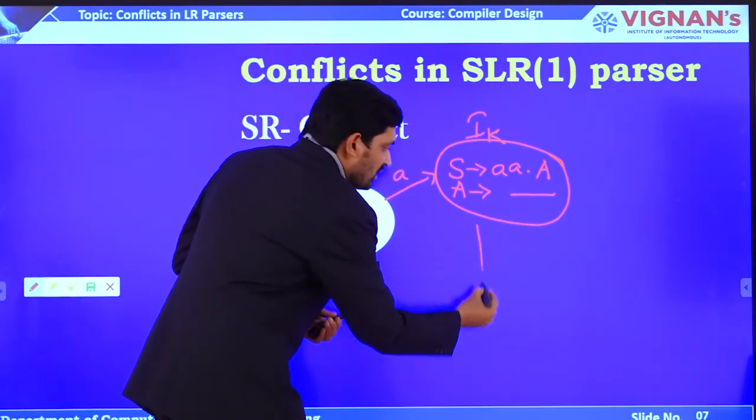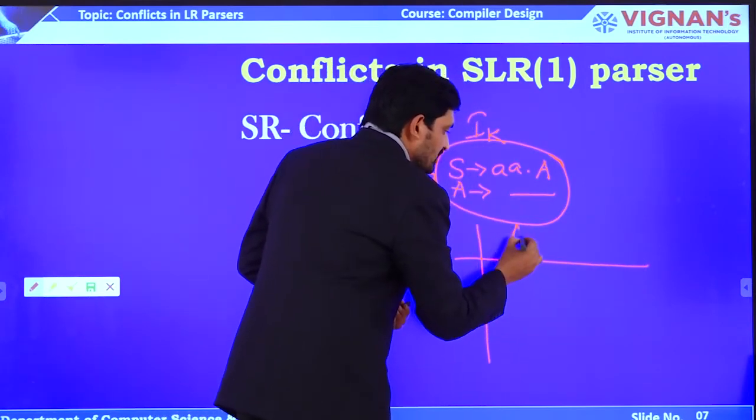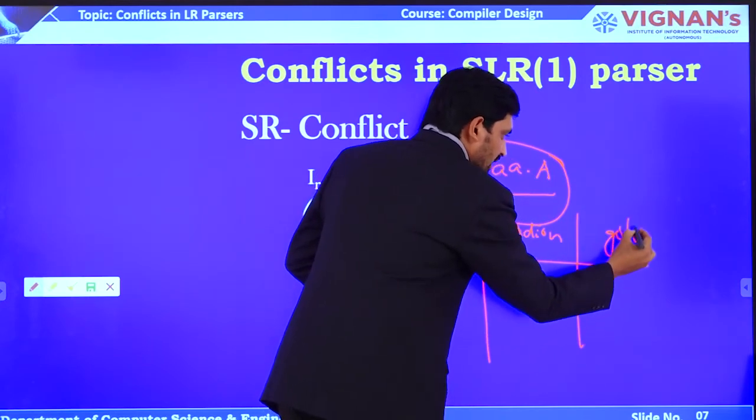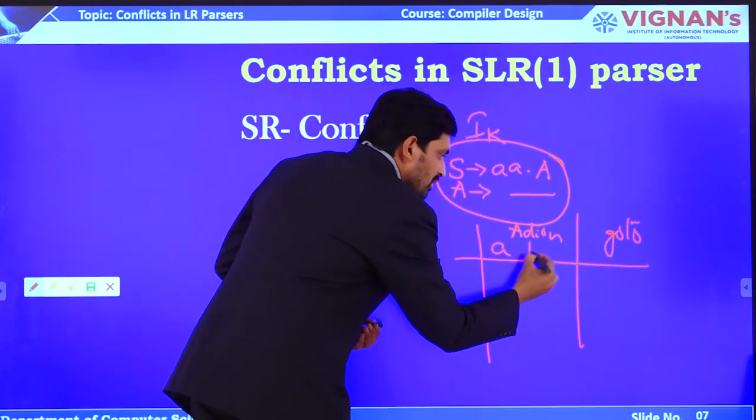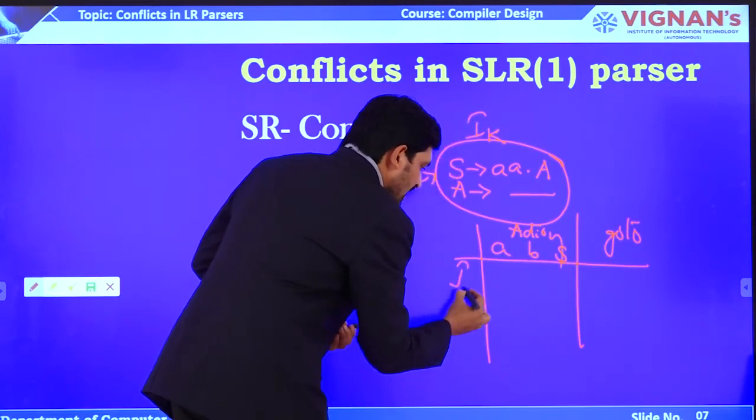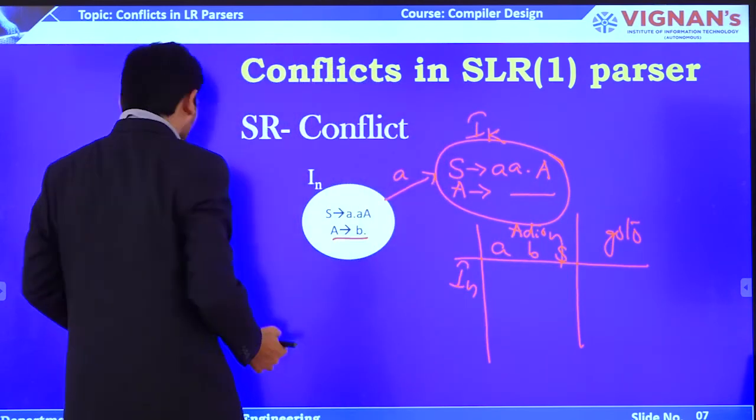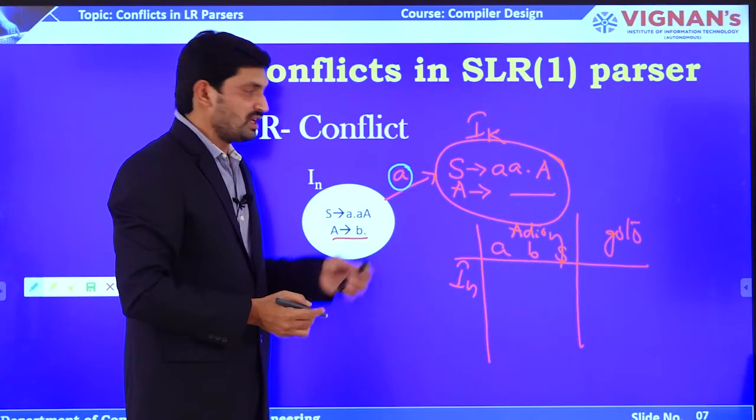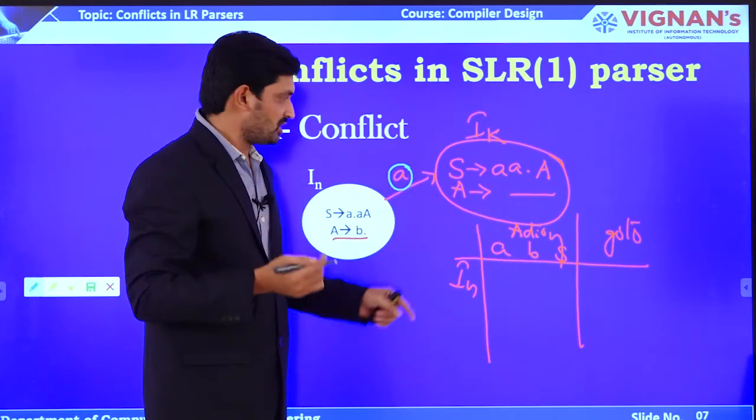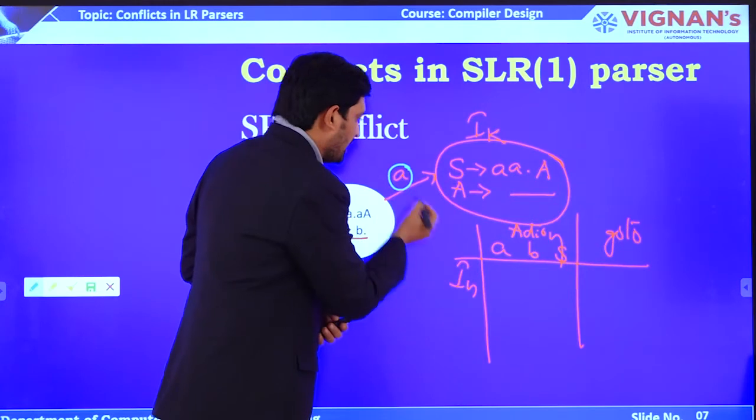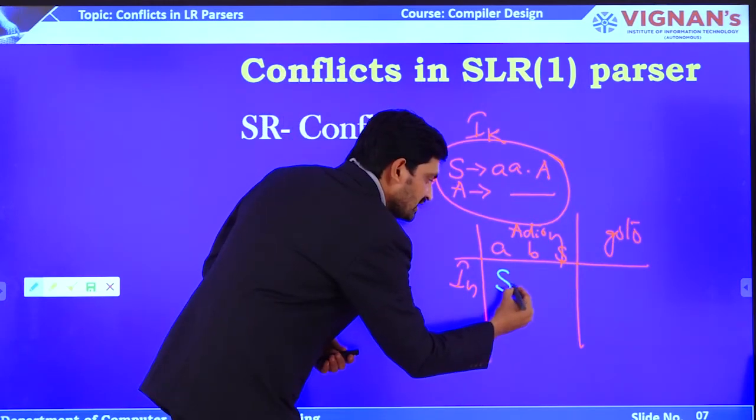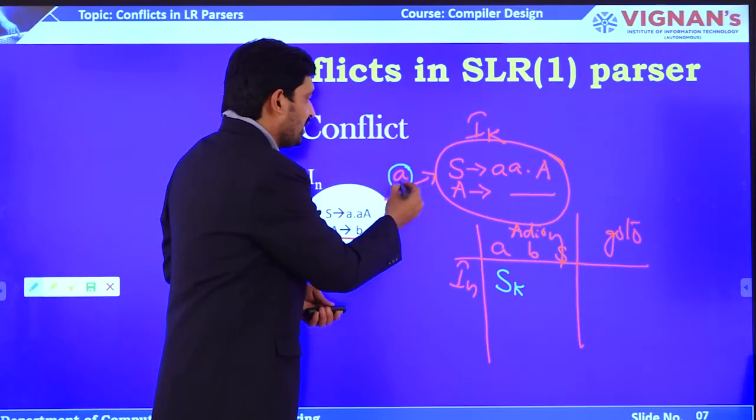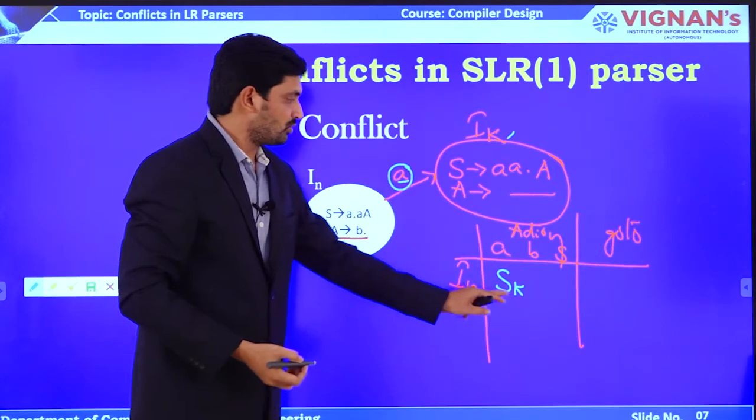So let us construct the parse table, which consists of the action and go to part. Let us say the terminals are a, b, dollar, and the state name is IN. And now because of this small a, we perform the go to operations. So I have to write a shift operation in the parse table in the place of IN on a. So I have to write SK, because by the go to operation on small a, we move to the IK state. So we have to write SK.